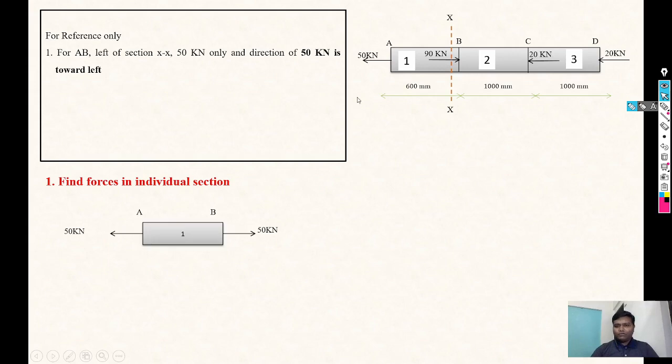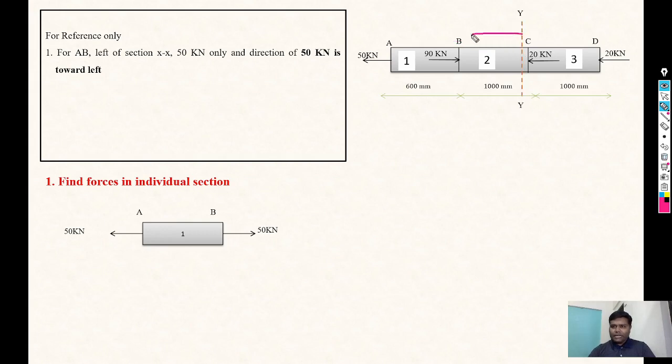So the direction is towards left, so we will consider the AB section. At point A, 50 kilonewton is away from the point, and similarly at point B we directly consider 50 kilonewton away from the point. Then next, we consider the next section at the next point. So for the BC subsection, we will consider the section at point C, correct?